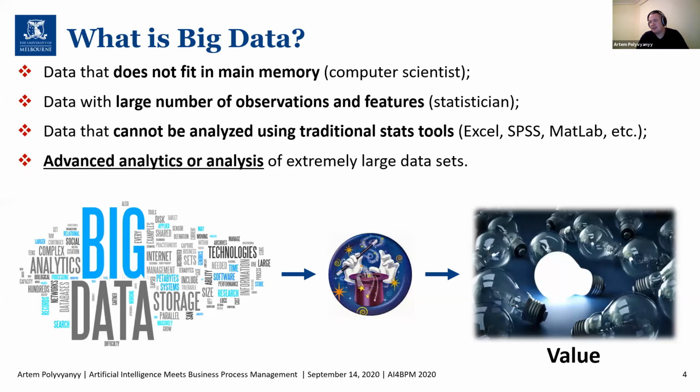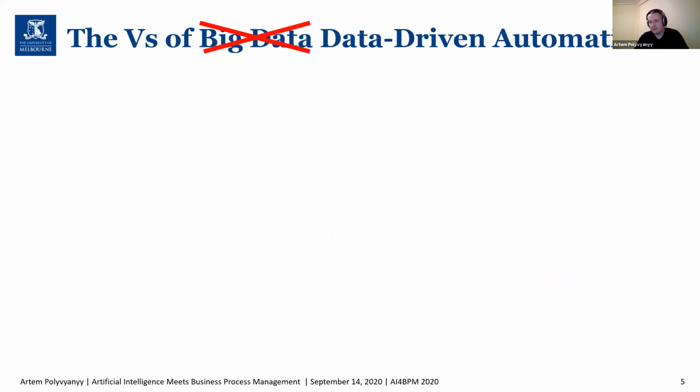Array of data, and then certain magic, black magic if you wish, happens. And so those algorithms that we are searching for, we are trying to derive value from the data. So this is basically a simple recap of what big data is. And then we use big data to drive automation.